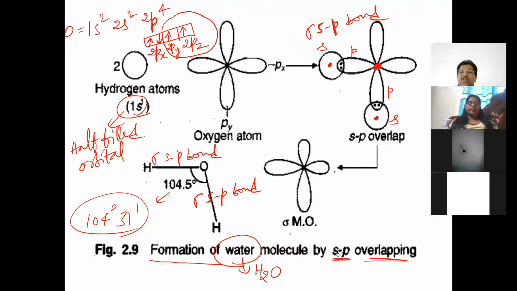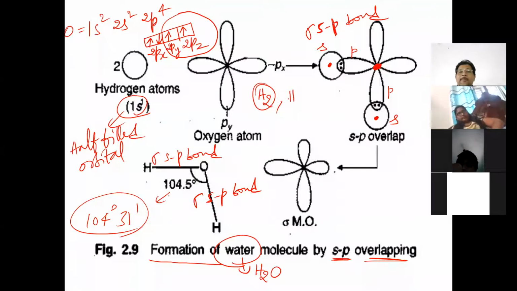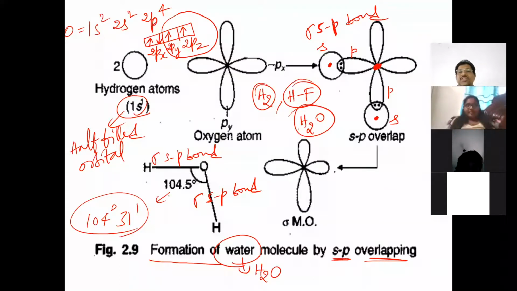Formation of the water molecule. So far we have discussed 3 molecules: formation of H2, formation of H2O, formation of HF. So which 3 molecules have we discussed so far? H2 molecule formation, HF molecule formation, and H2O molecule formation. Next.